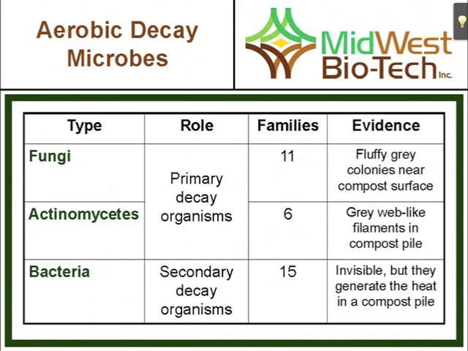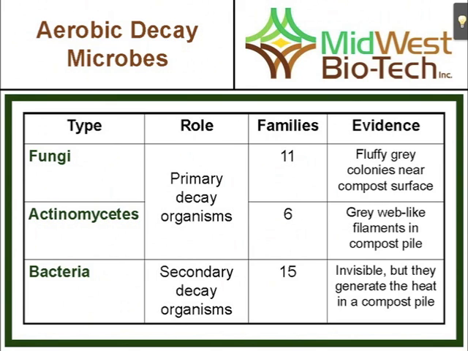Some of them are actually visible to the eye if you have a compost pile in the backyard, for example, or you've got a spot in the field where you've had residue decaying in a clump and you open up that pile. Near the surface, you'll see sort of fluffy gray cotton-like groupings or colonies, and those are the fungal species at work. They'll work near the surface, and you can actually see those.